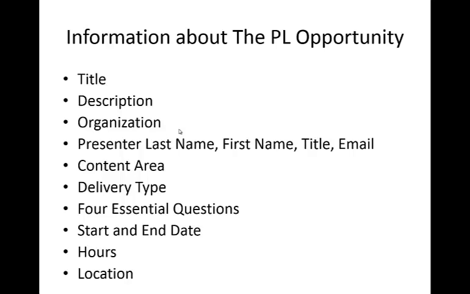Content area, delivery type, and 4 essential questions. I'm going to talk more about those in a minute. Those are stable fields. You only have 4 options for content area, 3 options for delivery type, and then for each of those 4 questions that I mentioned earlier, you'll say yes or no to whether or not the opportunity addressed those. But I'll show you that on another screen.